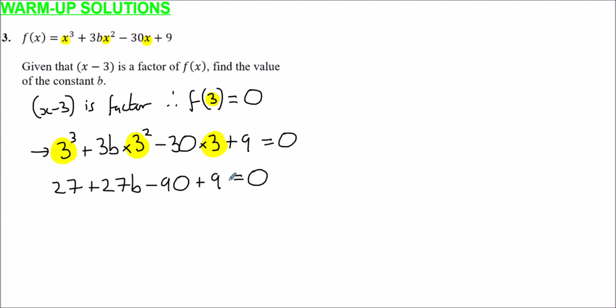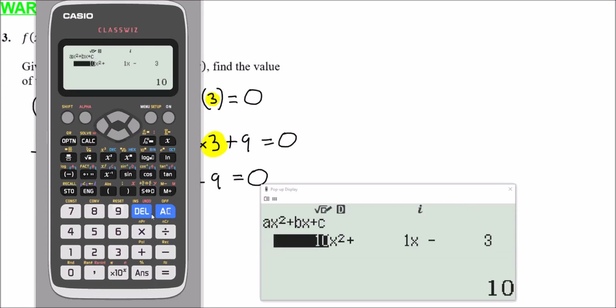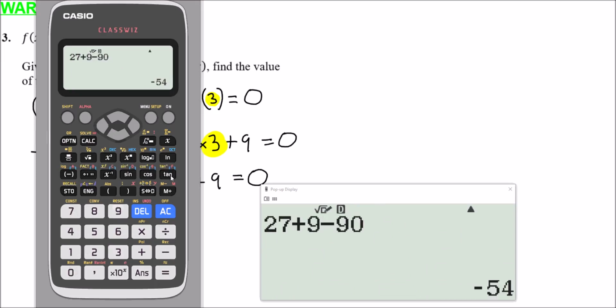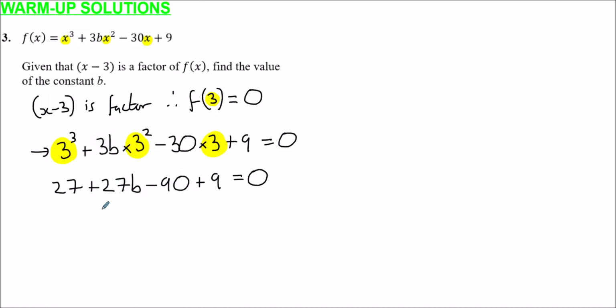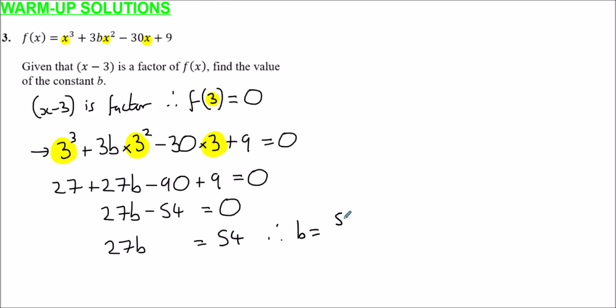So we've got 27 plus 9 minus 90. This is probably safer being done on a calculator, because you've got a calculator, so why not use it? 27 plus 9 minus 90 should give you minus 54. Yes. So this simplifies to 27b minus 54 equals 0. Add 54 onto both sides. 27b equals 54. So therefore b will be 54 over 27, which gives us a value of exactly 2. So b would have to be 2.